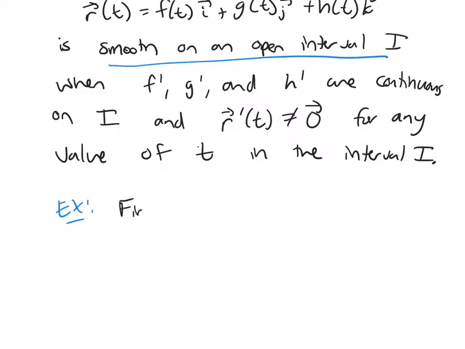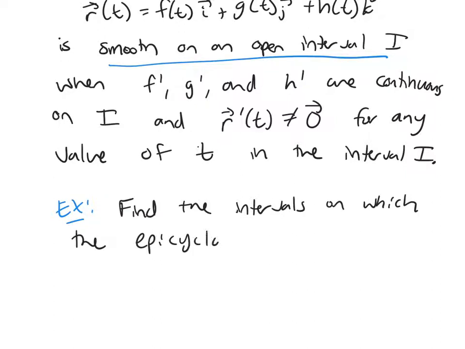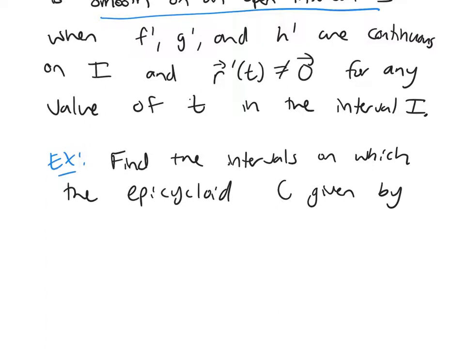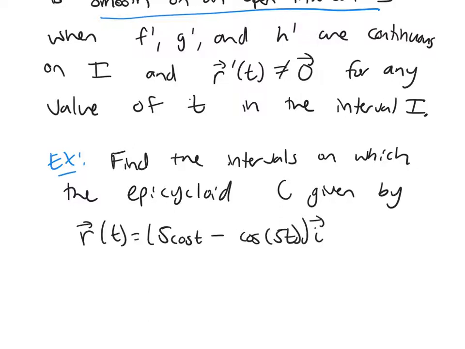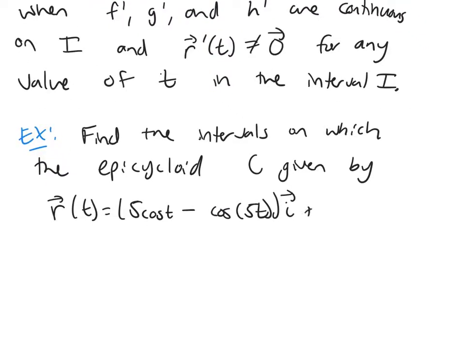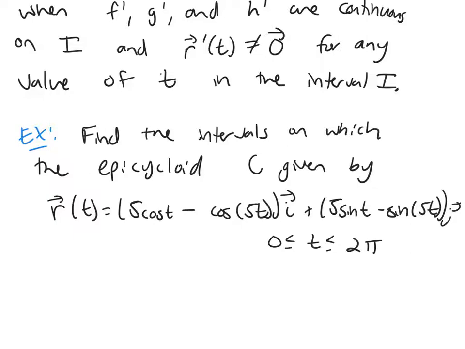We'll find the intervals on which the epicycloid C given by R of t equals 5 cosine t minus cosine of 5t i plus 5 sine t minus sine of 5t j, and t is between 0 and 2 pi, is smooth.